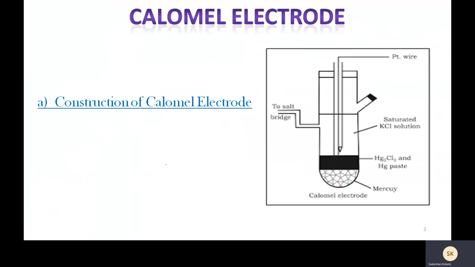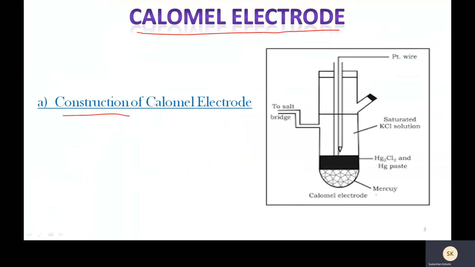The calomel electrode is the most widely used secondary reference electrode because of its easy preparation and consistency in potential. The construction of the calomel electrode is very simple. See, the diagram represents the calomel electrode. It consists of a narrow glass tube.